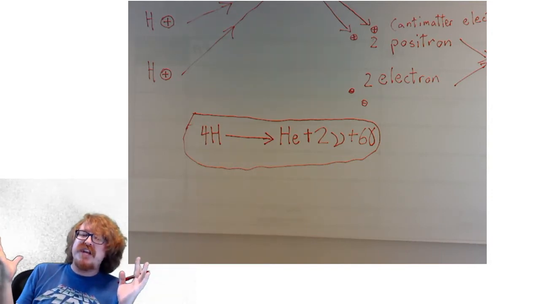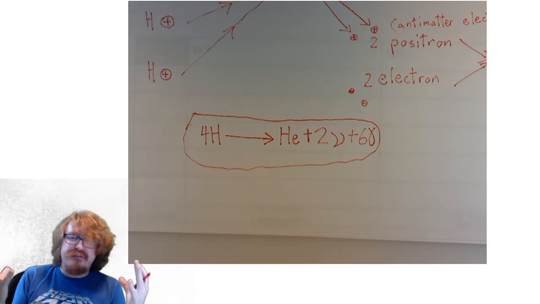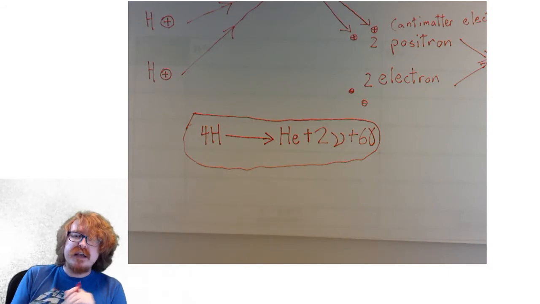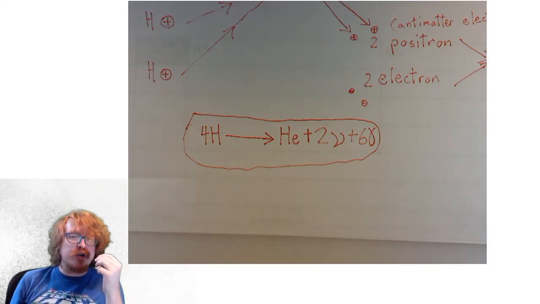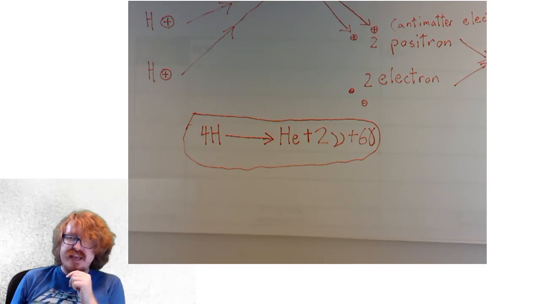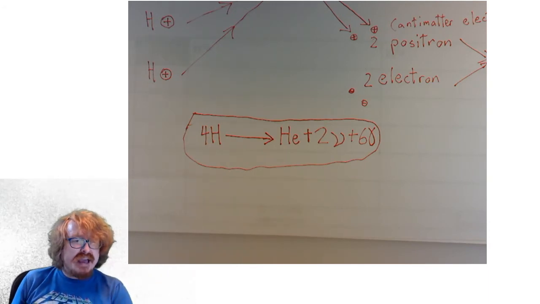Hamsters don't make neutrinos. Potato batteries don't make neutrinos. Regular fire doesn't make neutrinos. But this fusion process does. So if we can detect neutrinos coming out of the sun, then we can prove that this is how the sun is making its light. And we have done that.